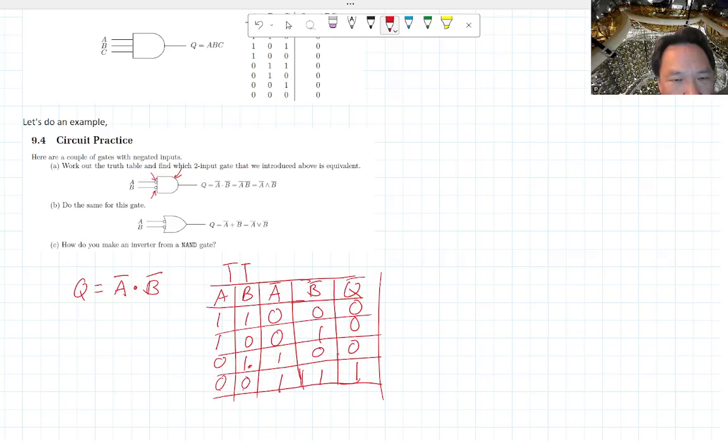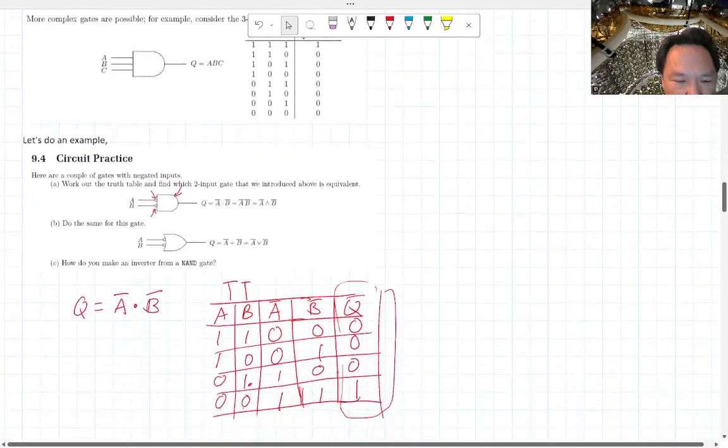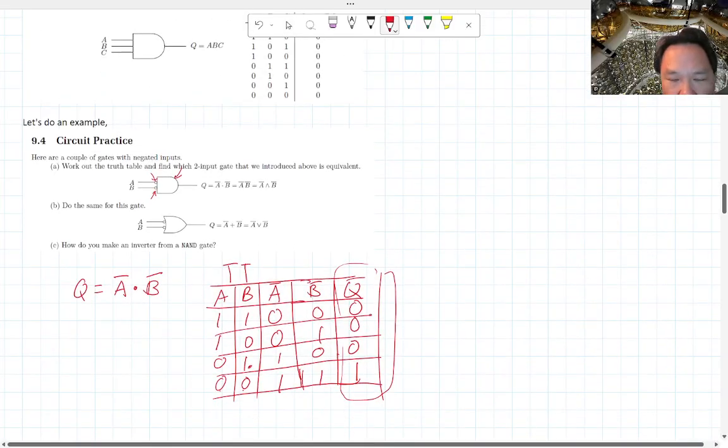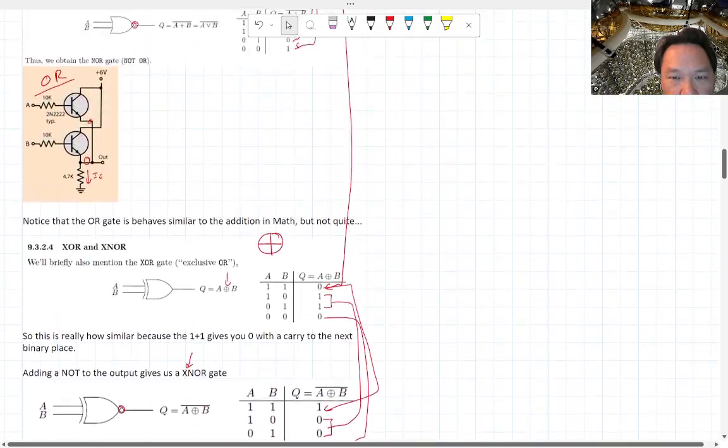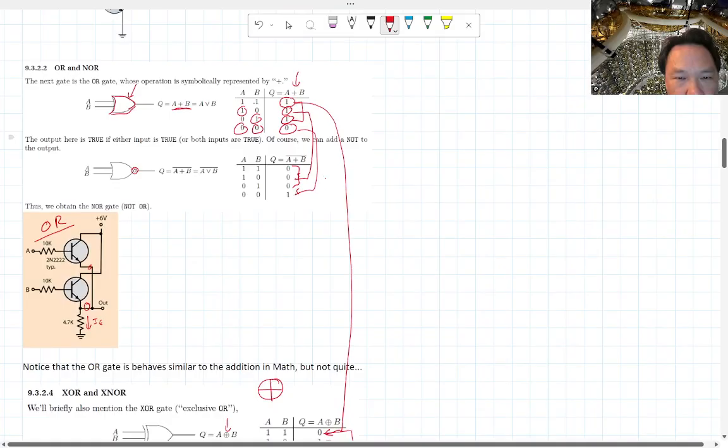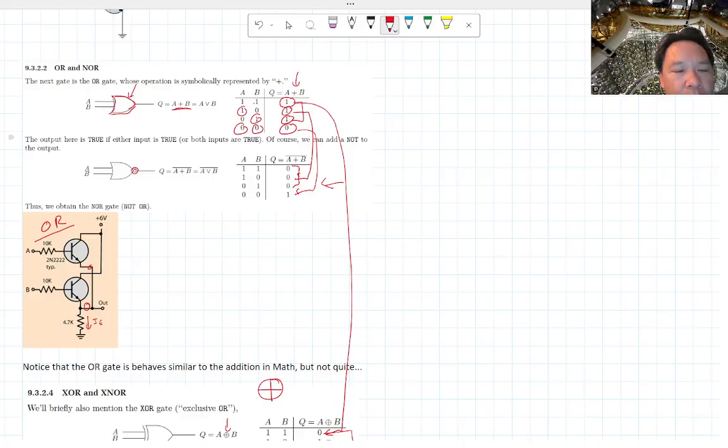Okay. And the neat thing about this is, is this equivalent to something else? Hopefully I did it in the same order. Yeah. So I'm going to scroll up and see if there's anything that's 0001. Go up, go up, go up. So look at here. This is the output that we get from the opposite of A and B, then an AND. It's the same thing as the NOR gate.